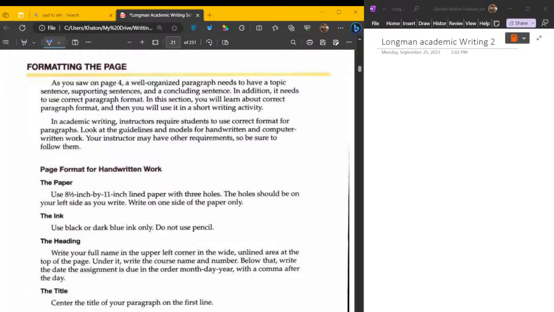Your instructor may have requirements, so be sure to follow them. Page format for handwritten work. The paper: use 8 1/2 inch by 11 inch lined paper with 3 holes. The holes should be on your left side as you write. Write on one side of the paper only. The ink: use black or dark blue ink only. Do not use pencil.